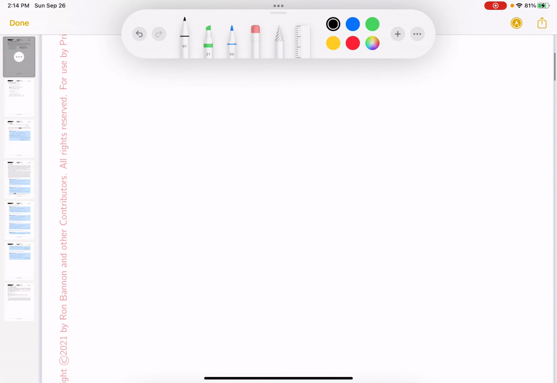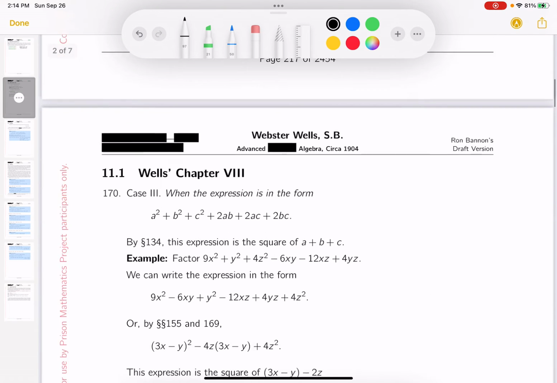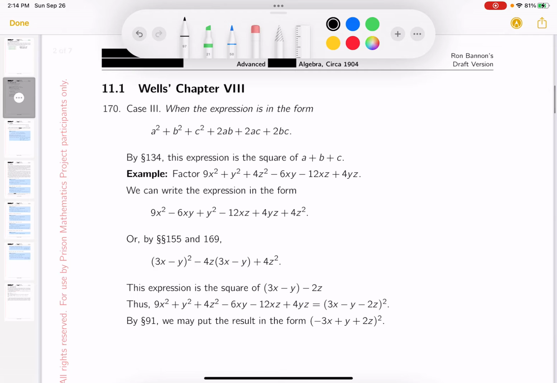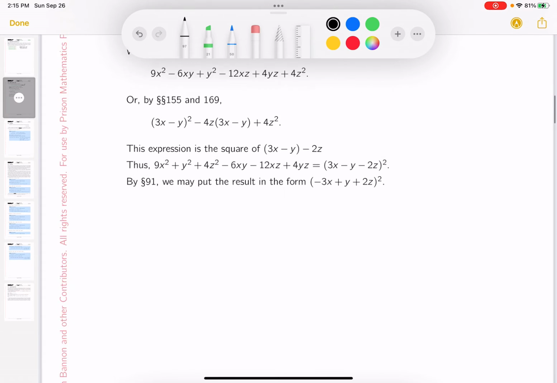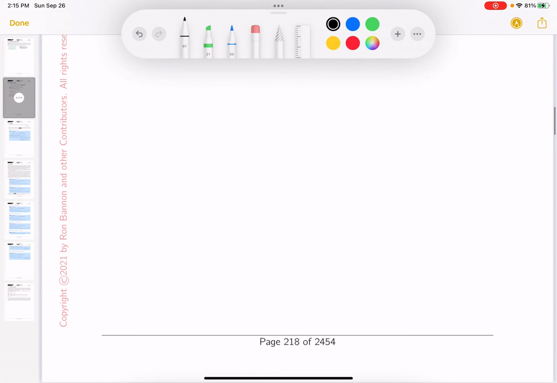All right, so I'm going to scroll here, and what I want to do is talk about the pattern that Wells is presenting. The pattern he's presenting here is the square of this thing, and he claims that it's this over here, and you should be able to easily verify that. He's claiming that this is (a + b + c) squared. So I'm going to go through that with you and multiply it out. So (a + b + c) squared.